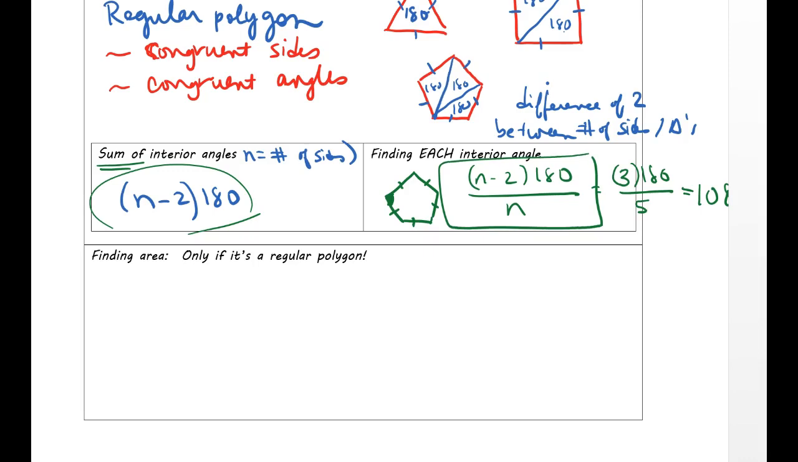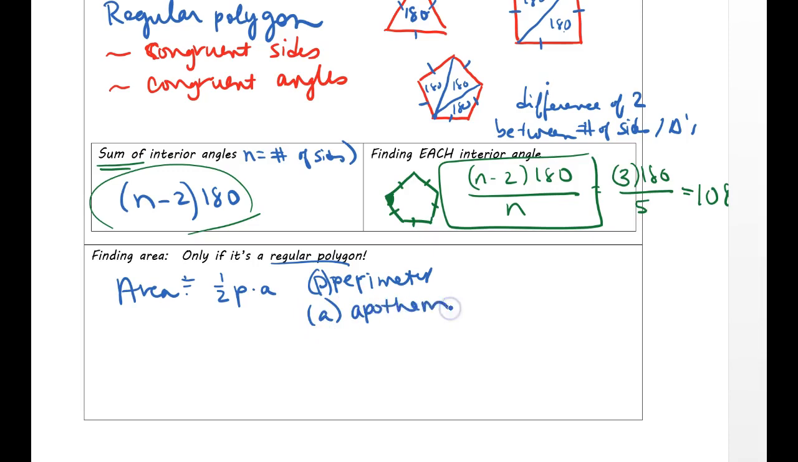There's a special formula for finding area, but it's only if it's a regular polygon. So sides and angles have to match. But if it is, it's a pretty cool formula, and it makes life really, really easy. The area is 1/2 of the, I'm going to write P times A. P stands for perimeter. Okay. And the A stands for something called an apothem, okay?